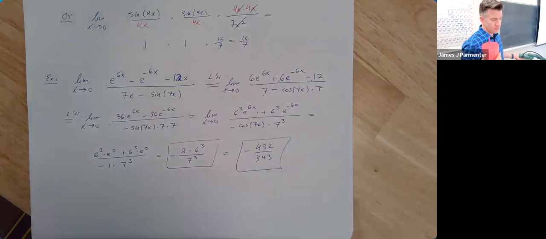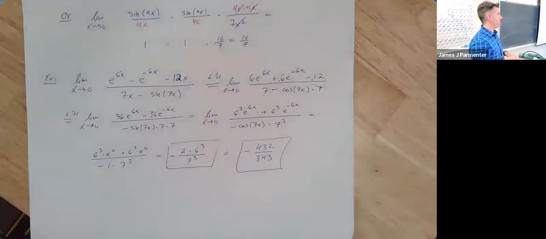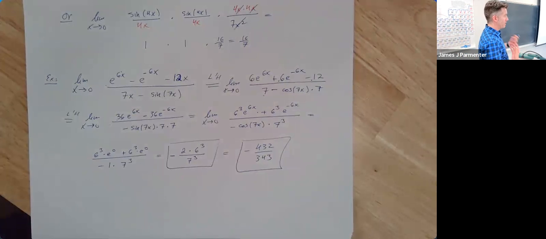I would say that when you're using L'Hopital's rule, the whole idea is that you're checking every time, right? Am I still getting 0 over 0? Am I still getting infinity over infinity? If not, stop. If yes, we go on.